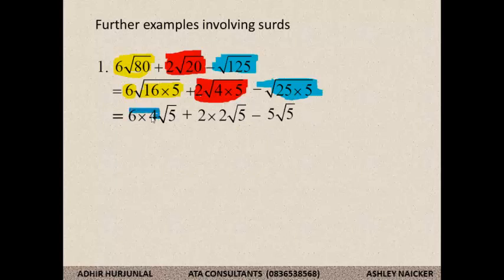This 6 and the 4 is being multiplied. This 2 and this 2 are being multiplied. So the next step should read 6 times 4, which is 24, 24 root 5, plus 2 times 2 is 4. So this becomes 4 root 5 minus 5 root 5. And that, guys, is the same as saying 24 apples plus 4 apples minus 5 apples gives me the value of 23 apples. Very, very good. Guys, this is a good example for the examinations.